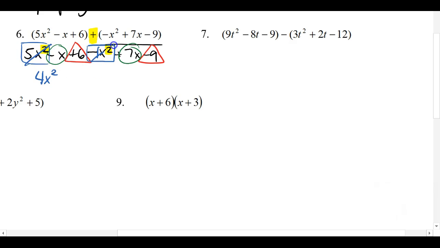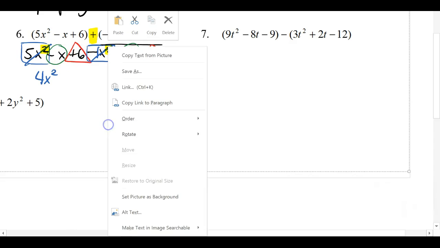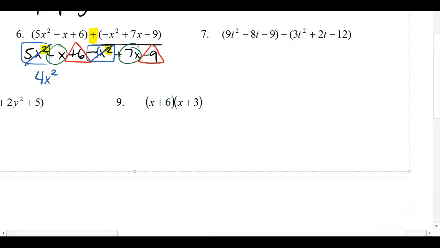So we're done with those. Cross them out. And then the next one, well, numbers always go last, and variables always come before numbers. So our next one is the x. So now we have negative x plus 7x. Also remember, there's a 1 there because we have no number in front of the x. So now it's negative 1 plus 7, which will be positive 6x. So we're done with that.